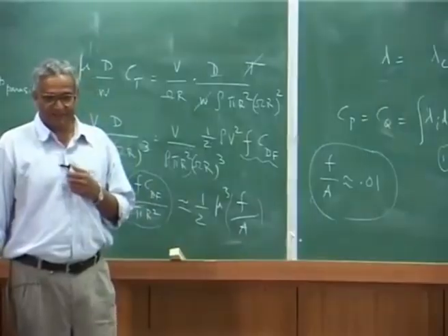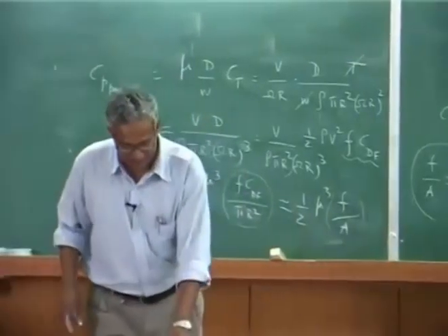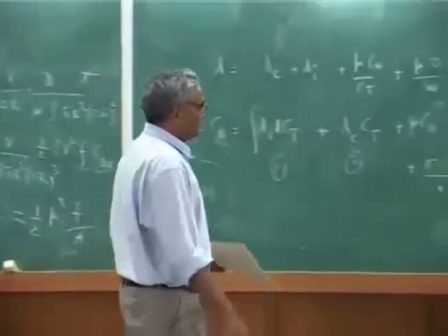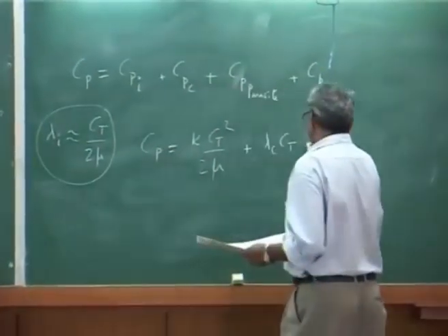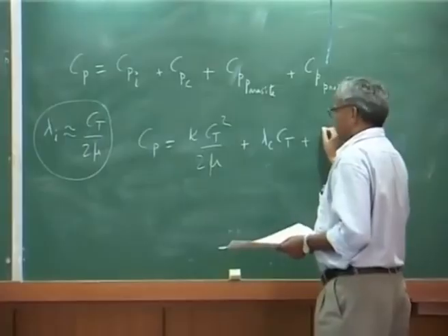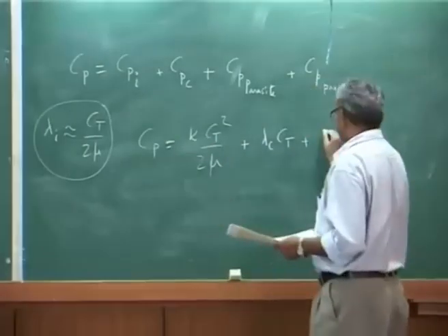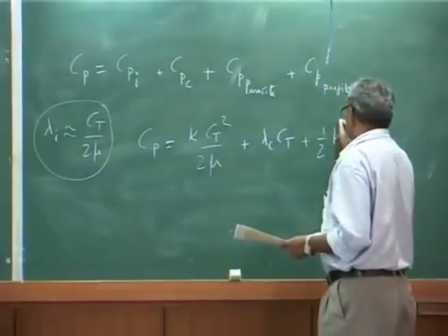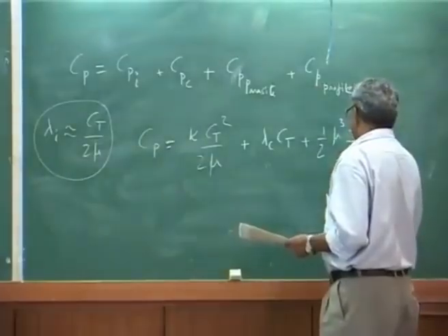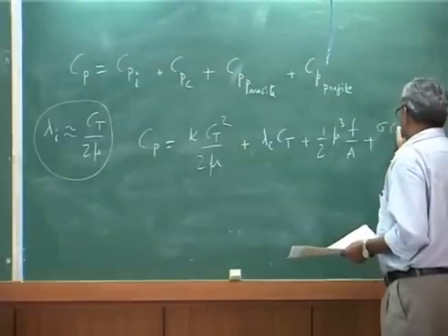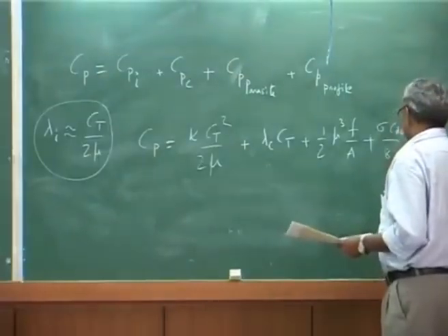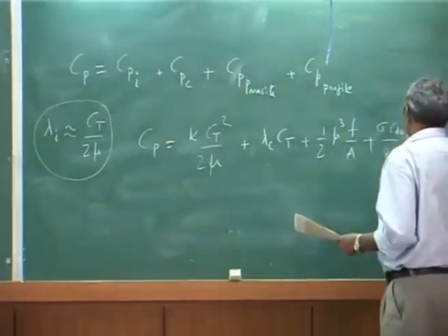Okay. Now, you have the expressions for all of them. If you combine everything, so you have Cp, this term plus sigma, okay, that is half mu cube F over A plus sigma CD 0 over 8 into 1 plus 3 mu square.